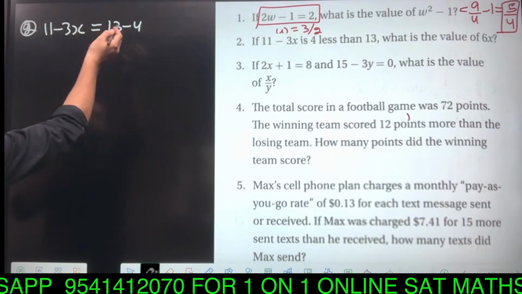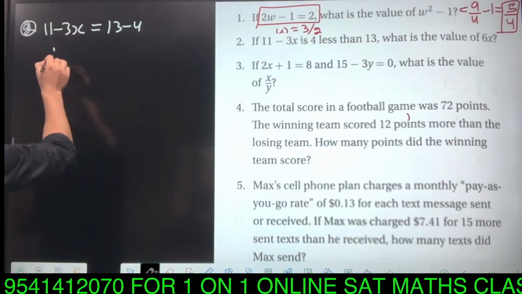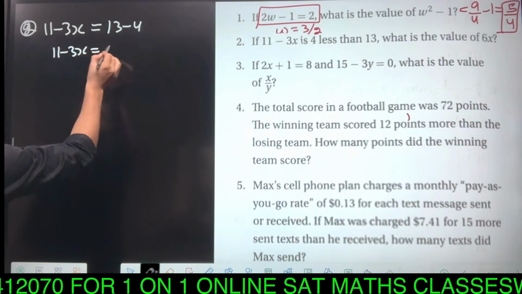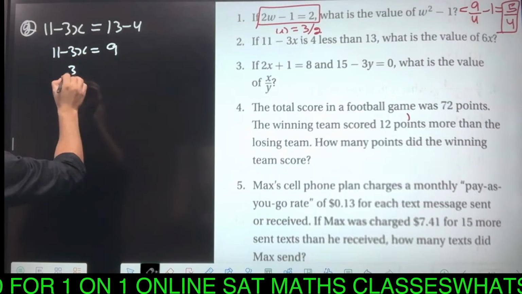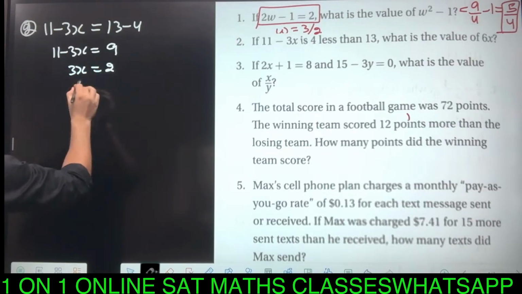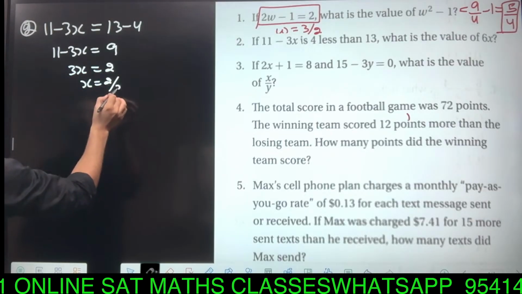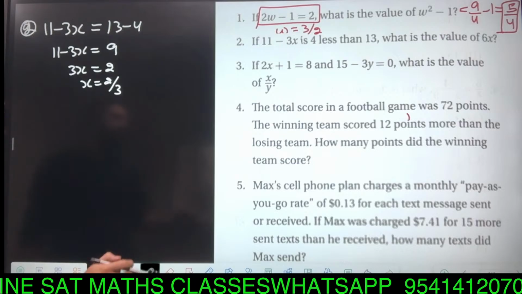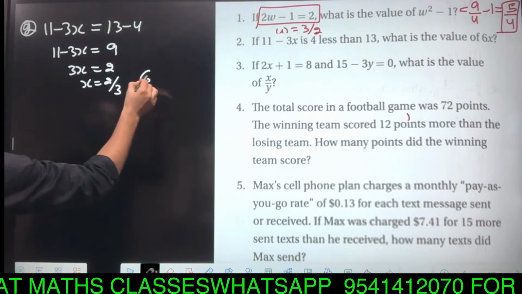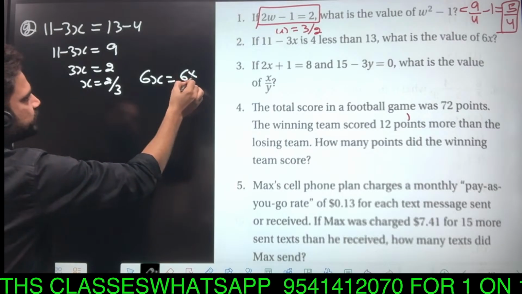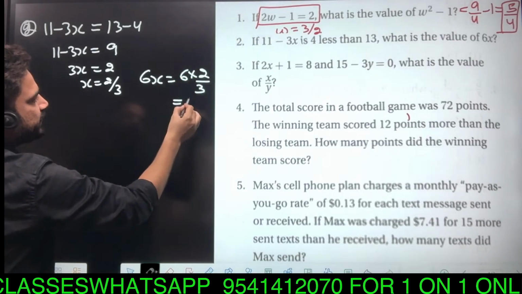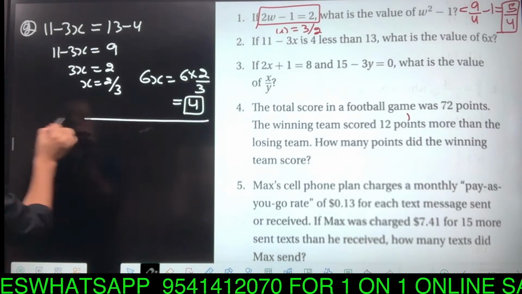If 11 minus 3x is 13 minus 4, or we can say 11 minus 3x is equal to 9, then 3x will be equal to 2, x will be 2 by 3. Now if x is 2 by 3, we have to find the value of 6x. So 6x will be 6 into 2 by 3, it will be equal to 4. 4 is our answer.